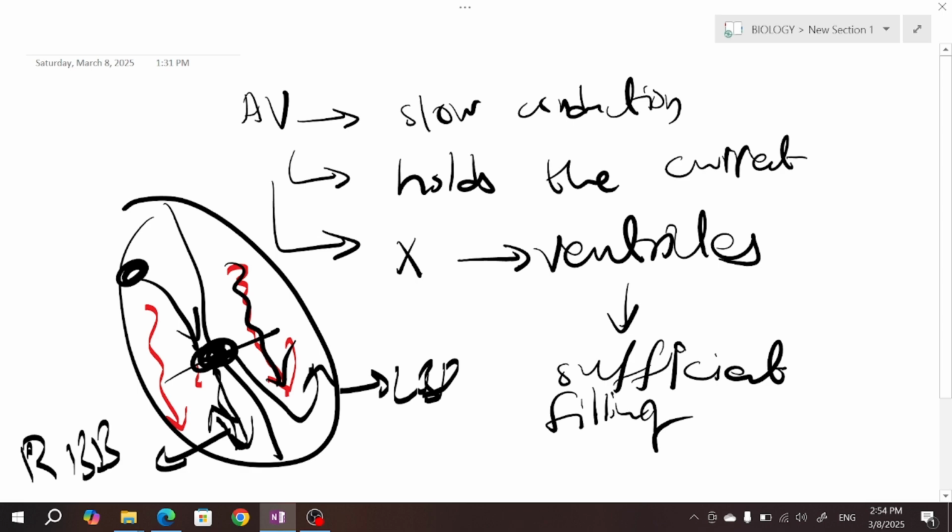So this is the purpose of the AV nodal delay. This is the purpose of slow conduction of the AV node. So I hope you have cleared all your concepts.